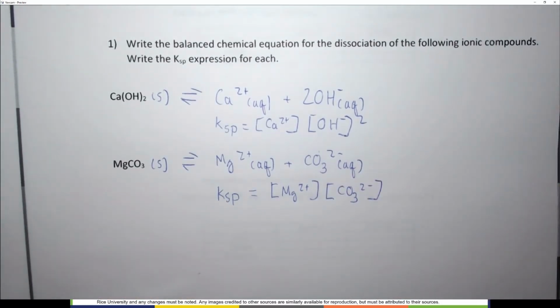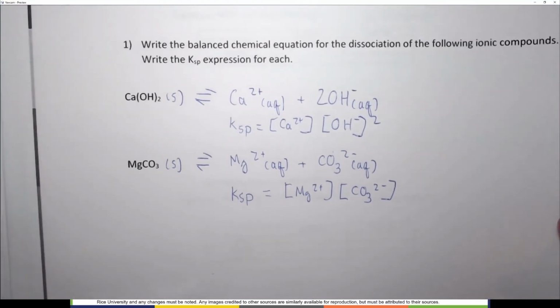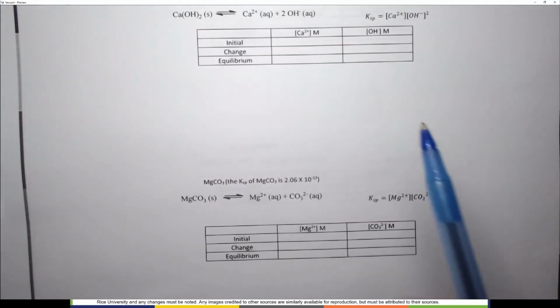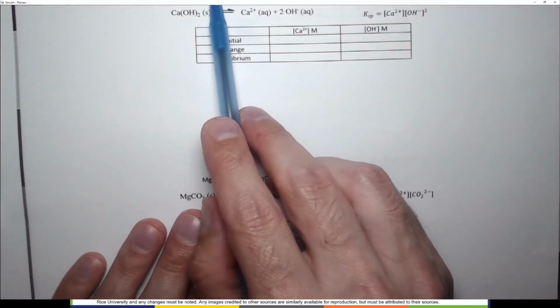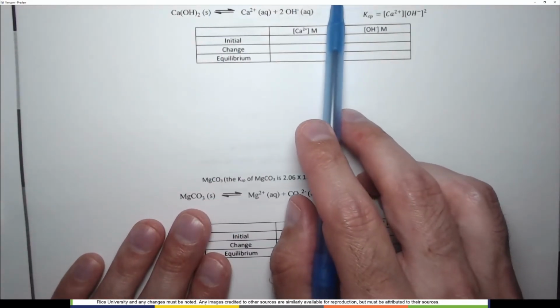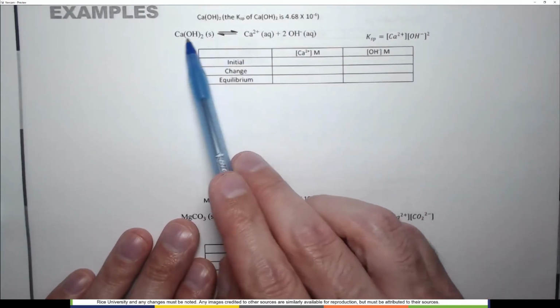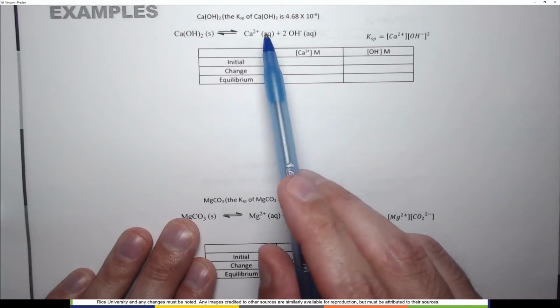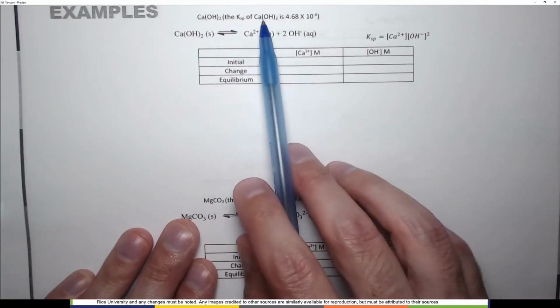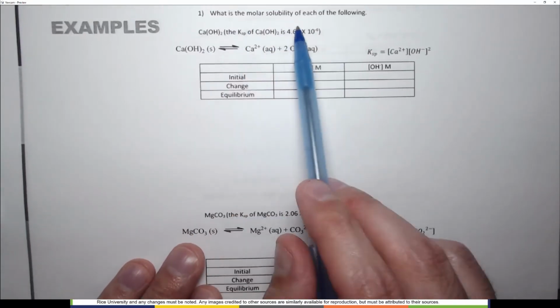So in this question, we're simply looking at writing the KSP expressions and the reactions that are occurring for this solubility. In the next question, we actually want to put some numbers into this. So we have here, what is the molar solubility of each of the following? All right, so the molar solubility is essentially, what will the molarity of this be in solution? Okay, so we need to be able to find the molar solubility of these things.